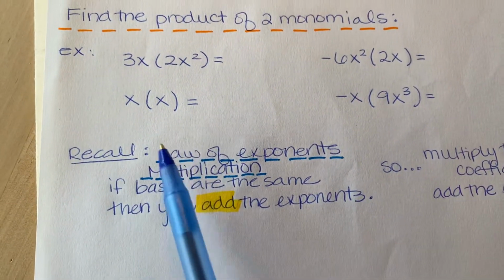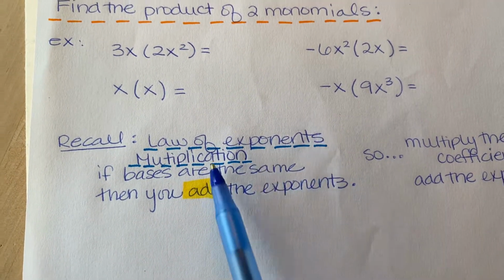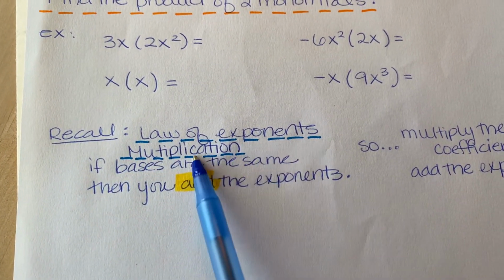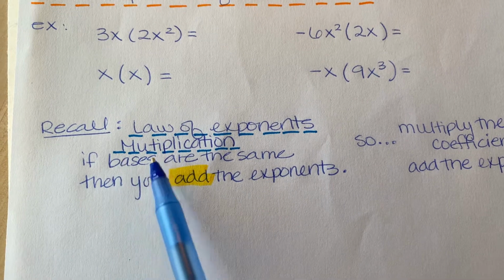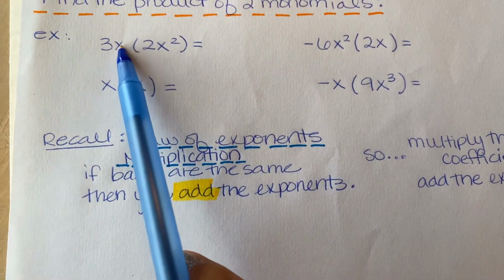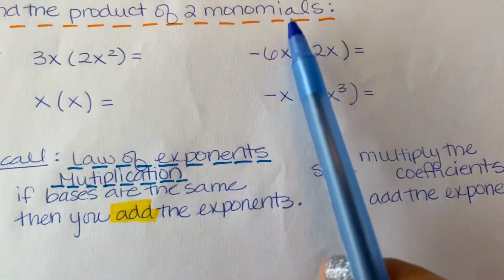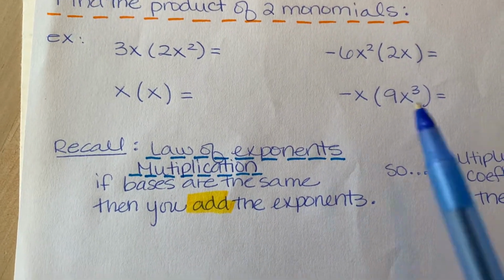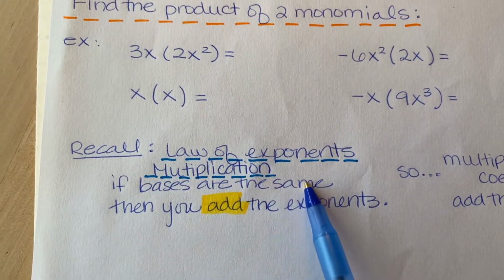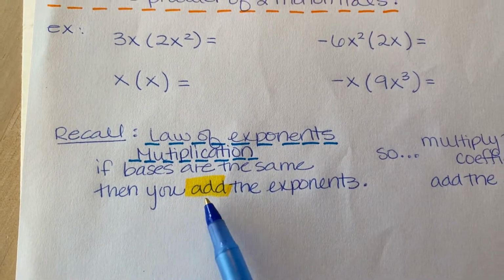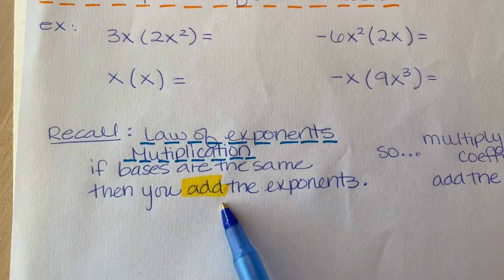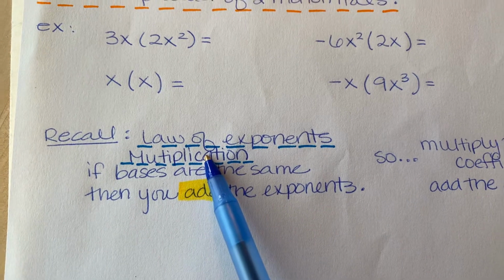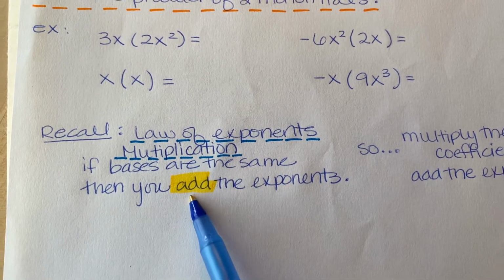Okay, so recall the law of exponents for multiplication. If the bases are the same, and in this case they're the same, see, x, x, x, x. I made them all the same. If the bases are the same or they're the same letter, then you add the exponents. So multiplication for exponents and for bases means adding.